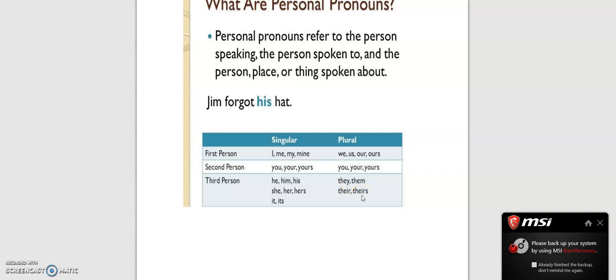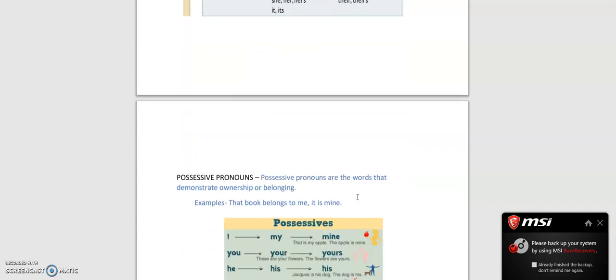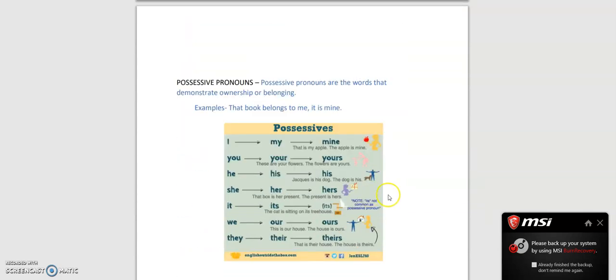Now, children, you must try and learn these rules and try to learn the table that I have sent to you. The next type of pronoun are possessive pronouns. What is the meaning of possession? First, we must understand that. Possession means something that belongs to somebody.